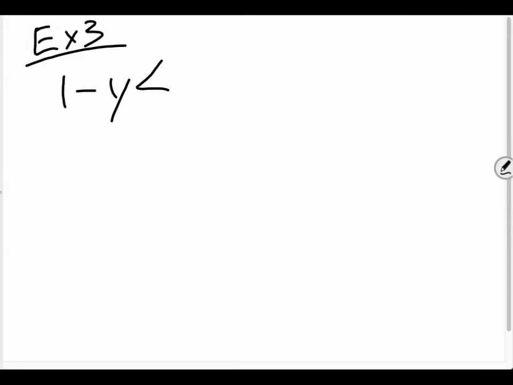All right, let's move on to example number 3. We're going to say 1 minus y is less than the absolute value of x plus 2.